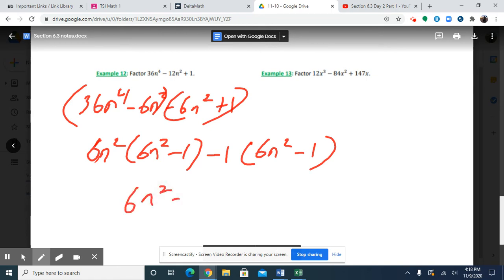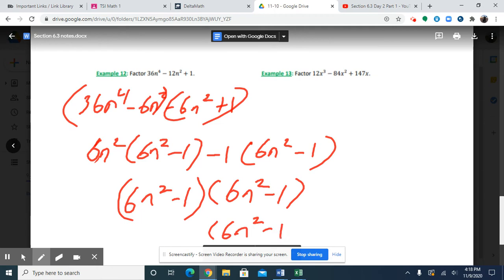Now if we put these together, 6n squared minus 1 times 6n squared minus 1. Since they're the same, we can rewrite them as 6n squared minus 1 squared.